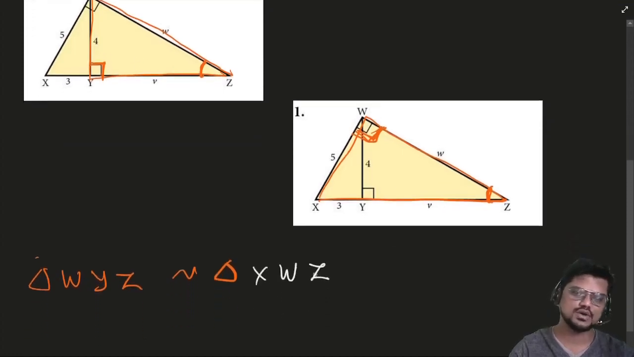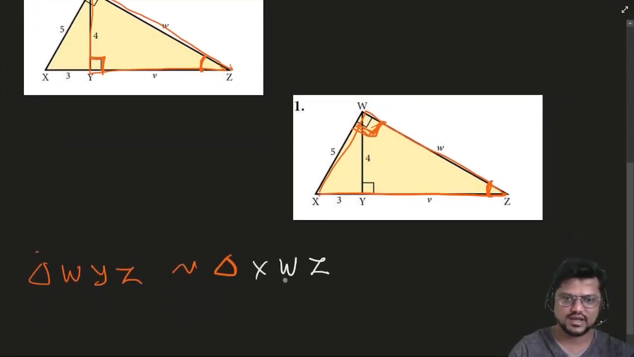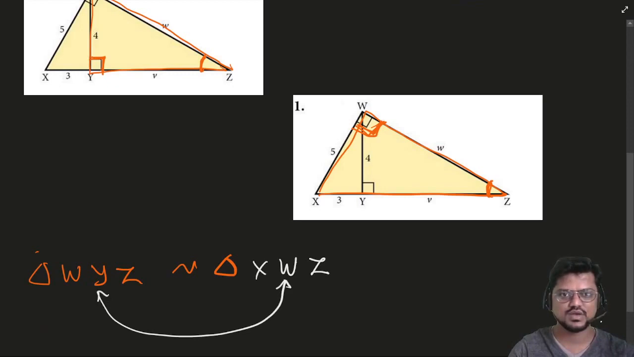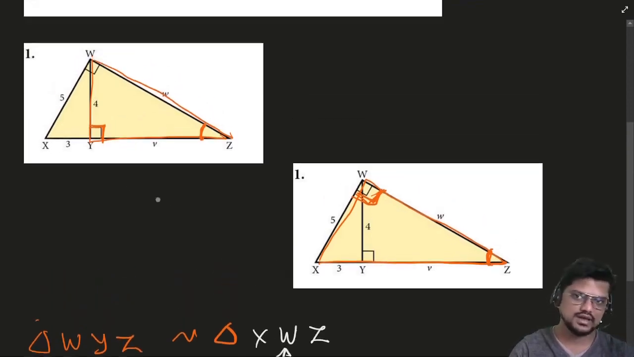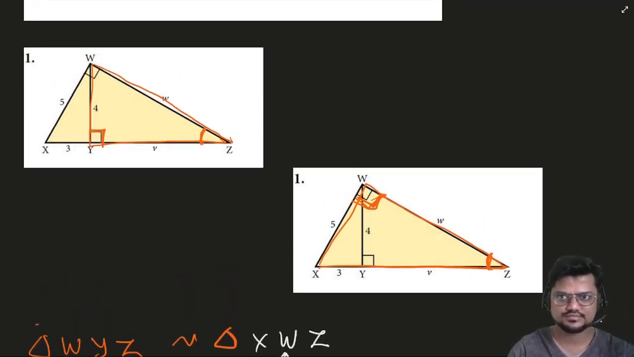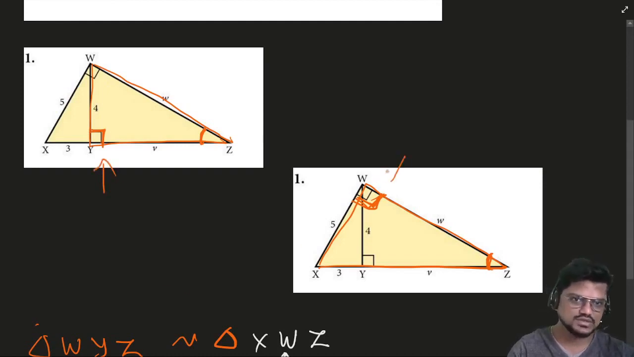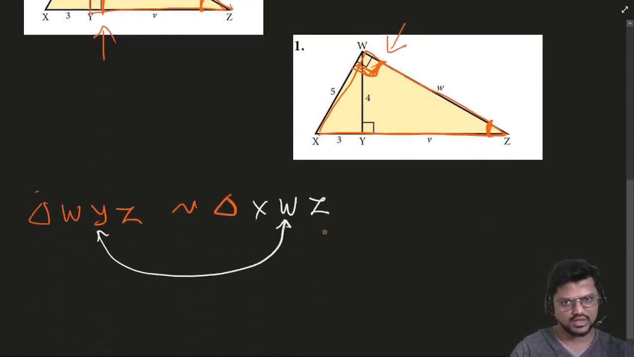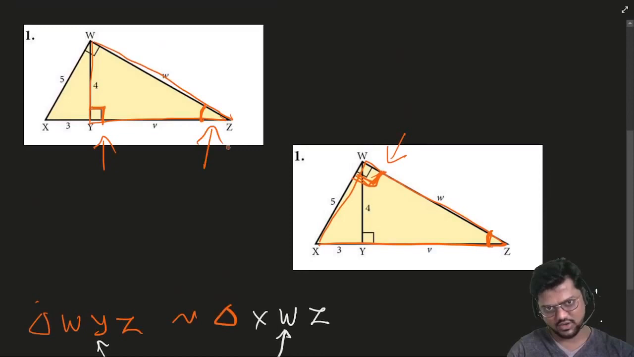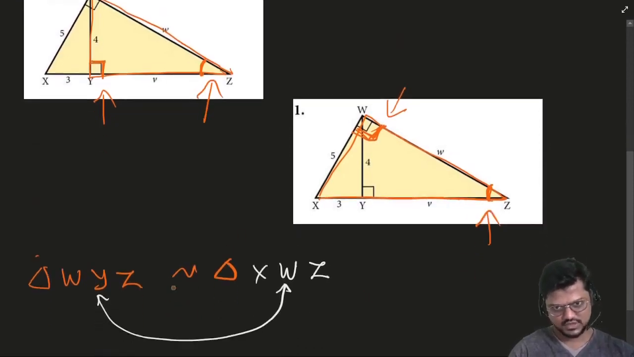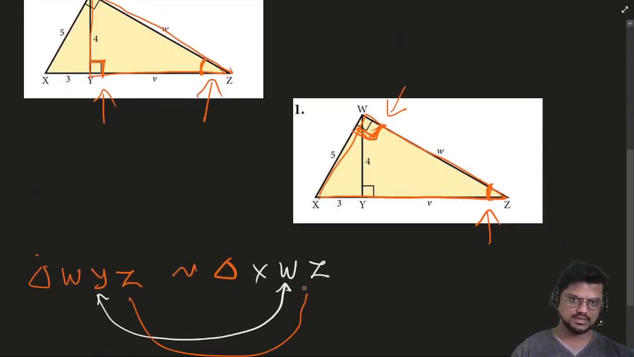XWZ. Why? Because see, angle Y and angle W both are 90 degrees. You can see it. Angle Y is 90 degrees in this triangle, and angle W is 90 in this triangle. They both are equal. Angle Z is common in this, so they are also at the same position. Fine. Angle W and angle X.